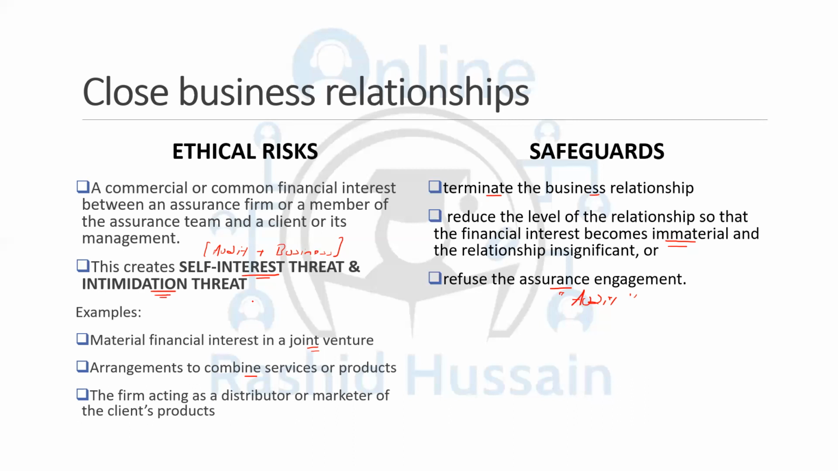For example, if your client is a software house and they make software for different business entities, and you start promoting their software to your other clients, and then you get a commission based on that. So this is a close business relationship. So a commercial or common financial interest between an assurance firm or a member of the assurance team and the client, and this gives rise to the self-interest threat.